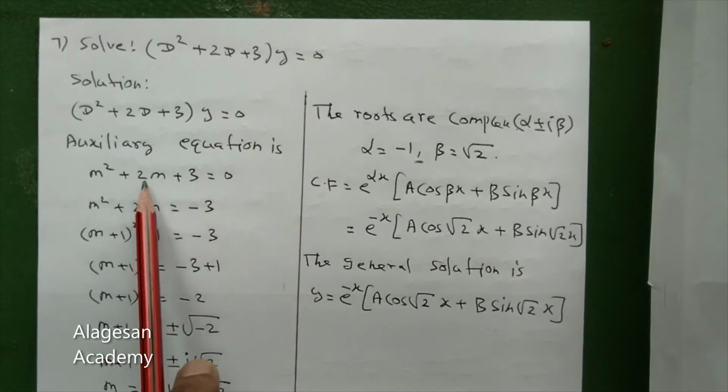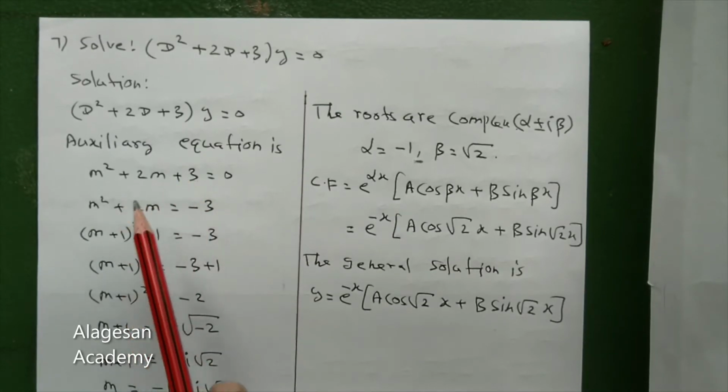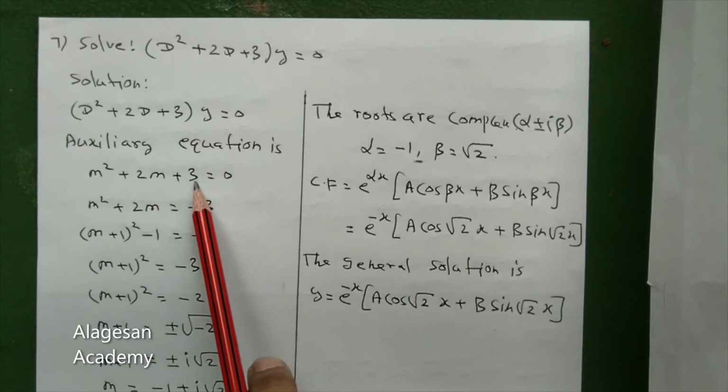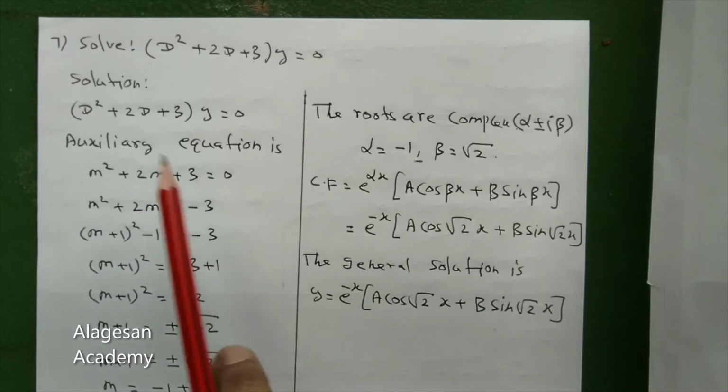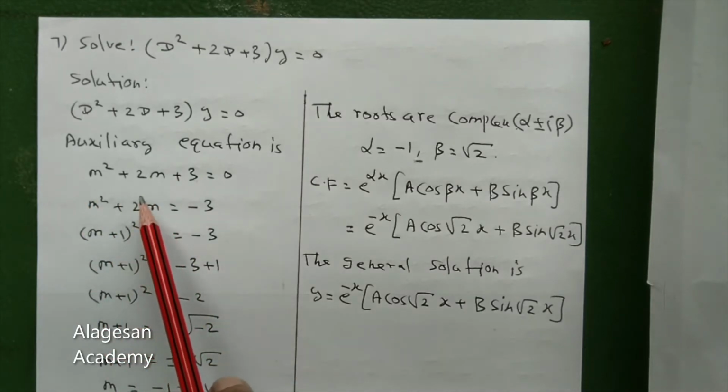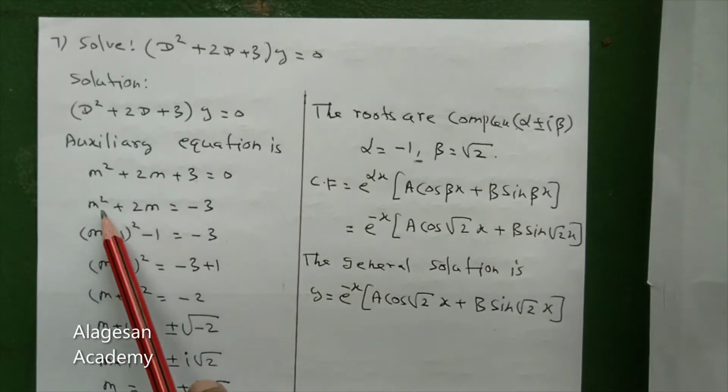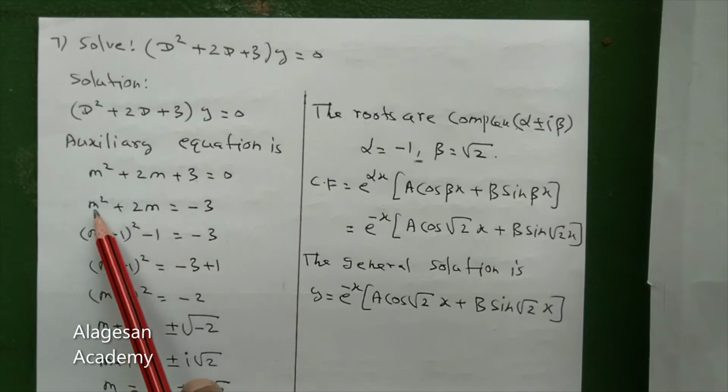Product is 3, sum is 2. We cannot find two numbers whose product is 3 and sum is 2. So, it cannot be factorized. Okay, so we have to use another method. Which method? Perfect square method.